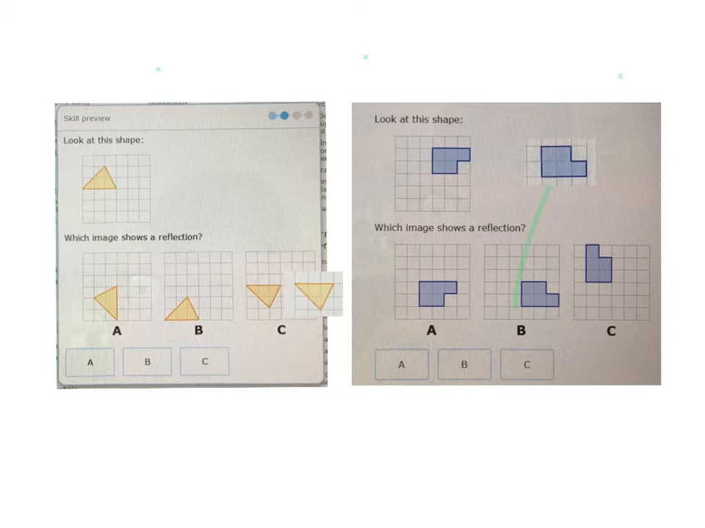Over here, I flipped it again up and down because I noticed that option B looked a lot like it was flipped up and down. So I'm going to say option B is our reflection, whereas option A looks like the same thing moved, a translation, and option C looks like a rotation.